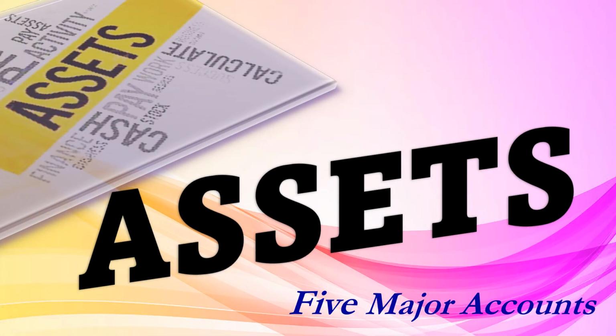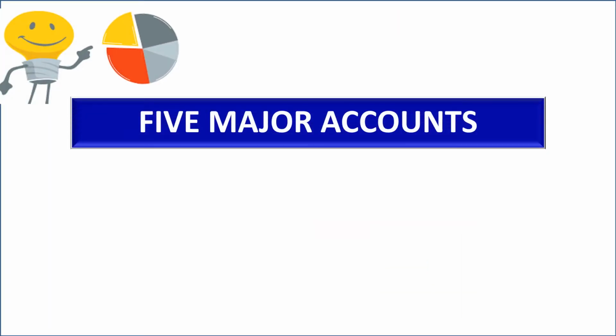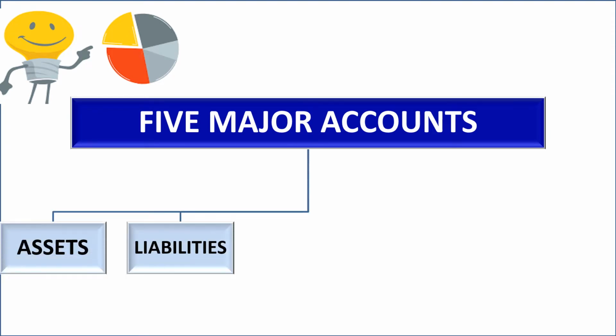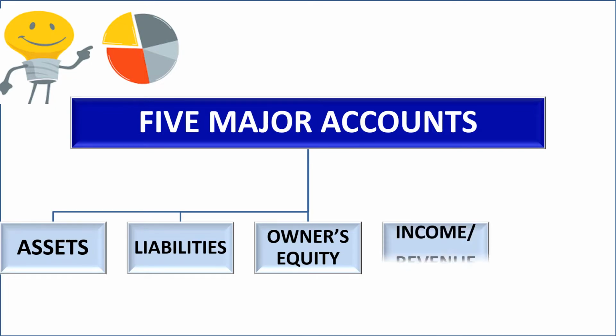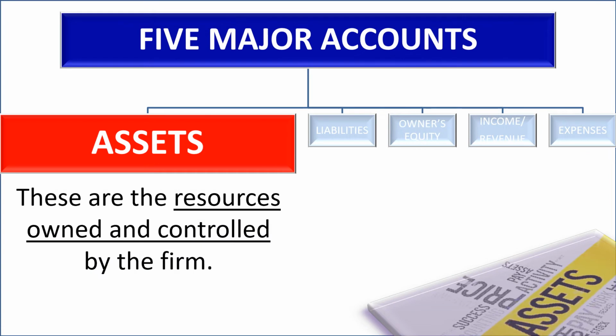Assets, one of the five major accounts in accounting. We have five major accounts: assets, liabilities, owner's equity, income or revenue, and expenses. I will first discuss about the assets. Assets are the resources owned and controlled by the firm.